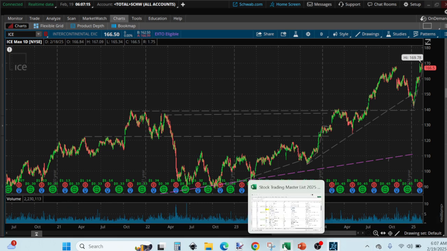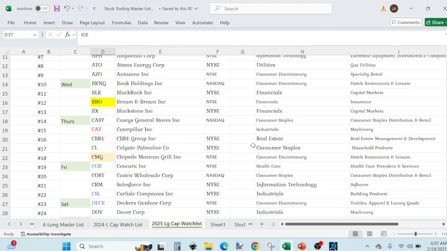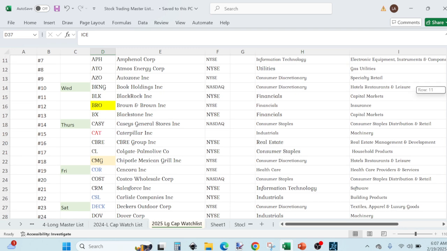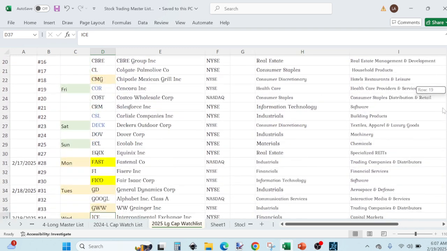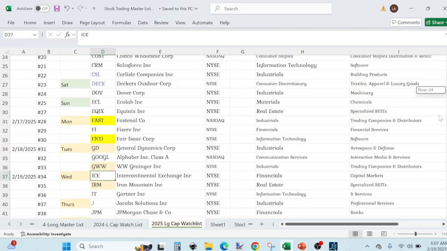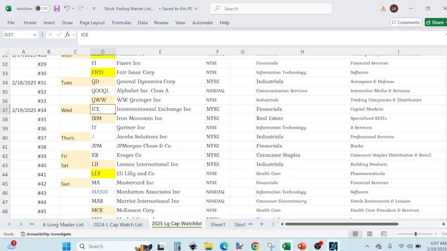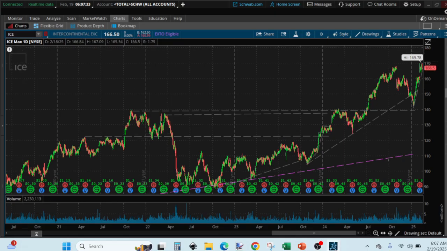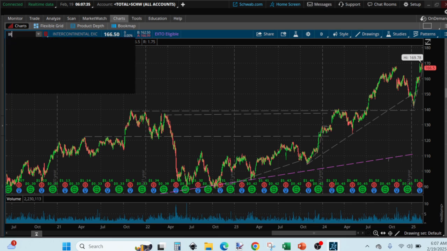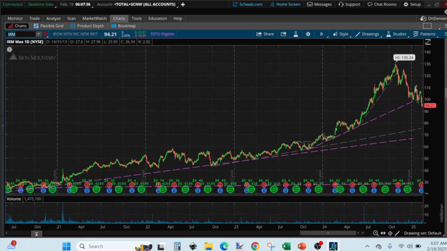So the next one that we are going to analyze here is going to be, okay, so let's go back down. We are in the I section, IRM. And IRM is highlighted because we purchased it already. The ones we purchased, we like to highlight on our stock watch list. That way we know that we already have that in the portfolio.